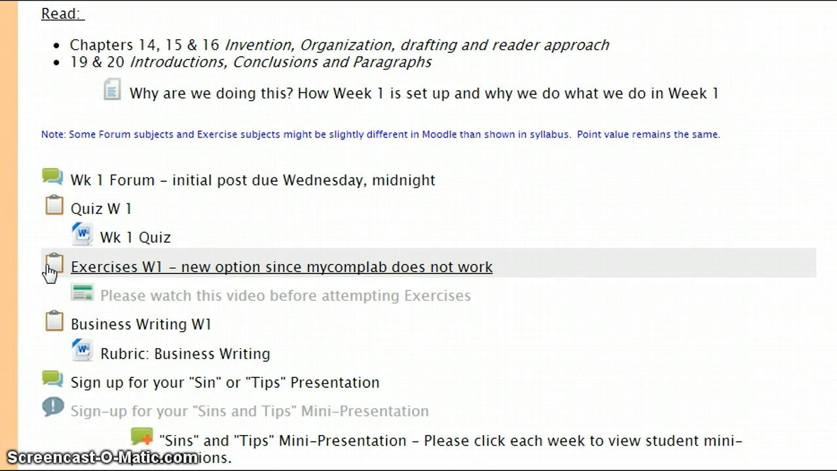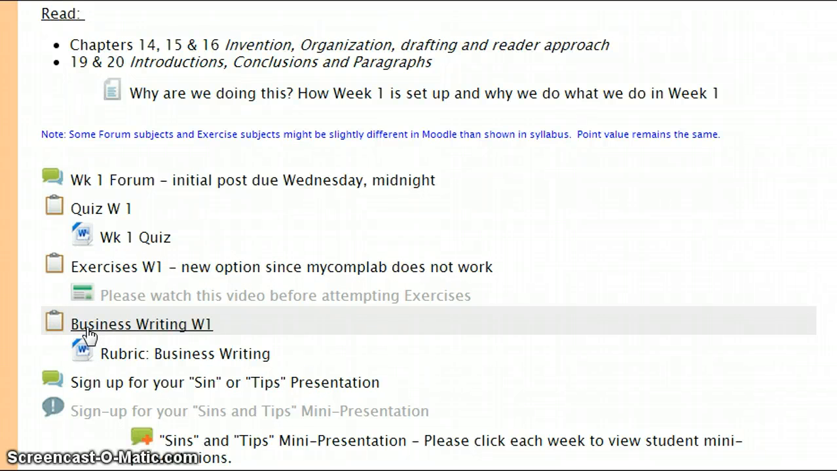Exercises. I am doing, you know what, my comp lab is not working for me, so if any of you are having better luck with it, let me know. Apparently the students have to pay an extra $50 to use it. So I've gone back to using Bedford St. Martin's, and students can get in there free of charge.